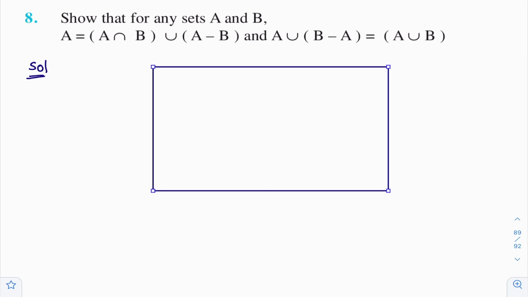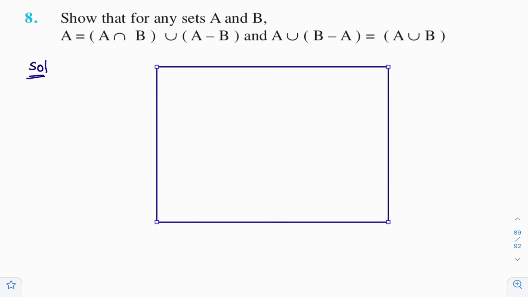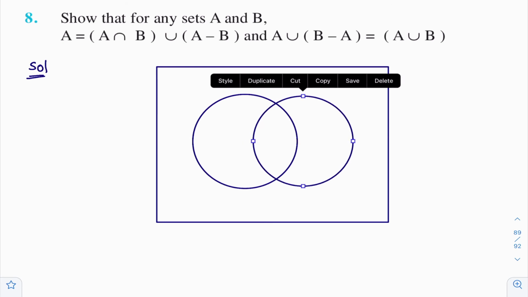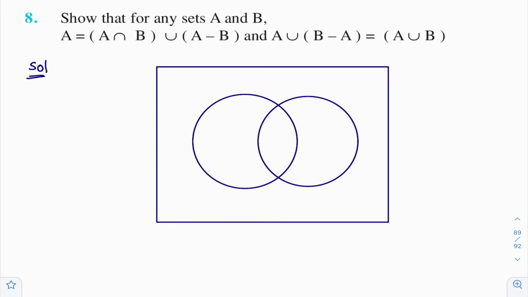You can observe here a total of two sets are there, A and B. In the question, two sets A and B are there, so I'll draw those two sets. This is set A, and this is set B. In total I have taken two sets, set A and set B. I want to prove this result. For that, please observe A intersection B.